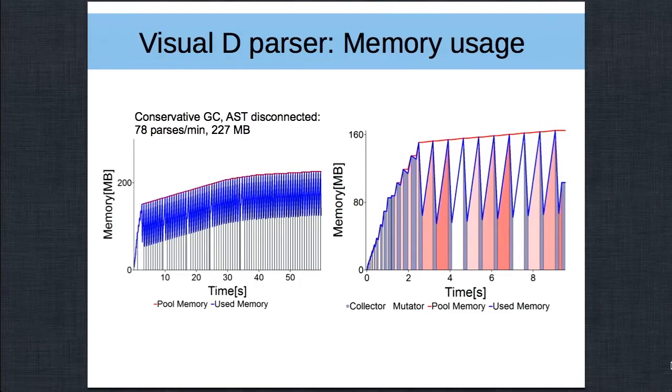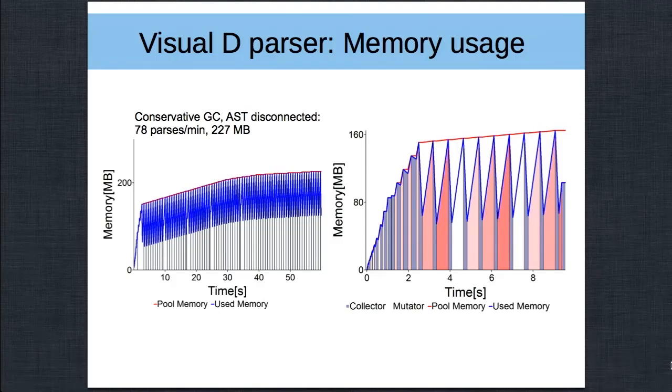I have scaled it here to 200 megabytes, but it still shows that during execution of those parsers, memory continues to rise, but at some point it gets slower. And after a minute, for example, it's 227 megabytes in contrast to 150 for the manually freed memory.